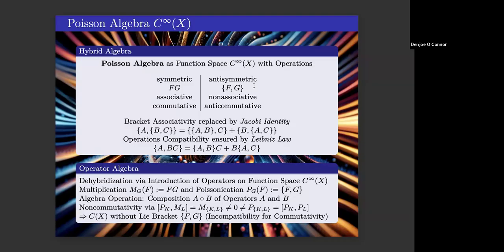And the compatibility between those two operations, Poisson bracket and the pointwise multiplication of functions, is ensured via the Leibniz law. So you get the compatibility of two operations, and you have a hybrid algebra. But now, if you look at it from a different point of view, and you say, I want to dehybridize, I want to have a normal algebra where I have a linear space and one operation.